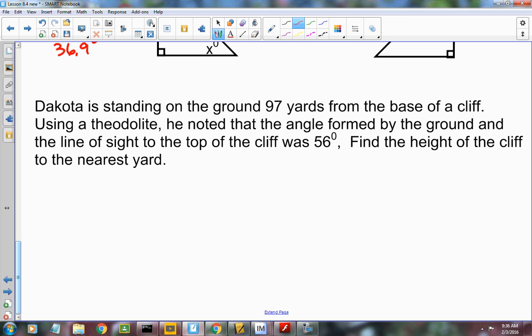Dakota is standing on the ground 97 yards from the base of a cliff. Using a theodolite, he noted that the angle formed by the ground and the line of sight to the top of the cliff was 56 degrees. Find the height of the cliff to the nearest yard. Okay, a lot of words, but not a hard problem.